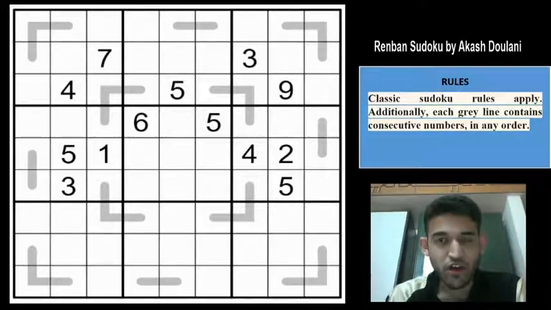Today we are going to solve a Renban Sudoku created by Akash Dulani. This Sudoku was posted by Akash in his blog Sudoku for All. I will add the link to his blog and the online solving interface for this Sudoku in the description of the video. Please do check it out.